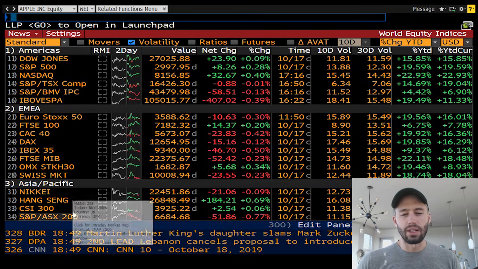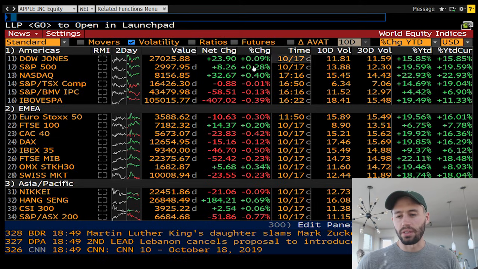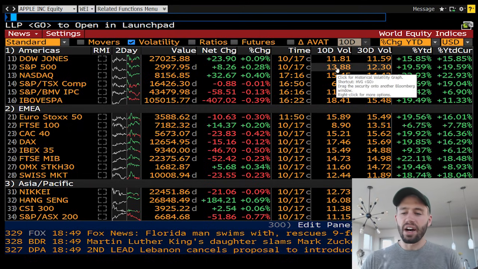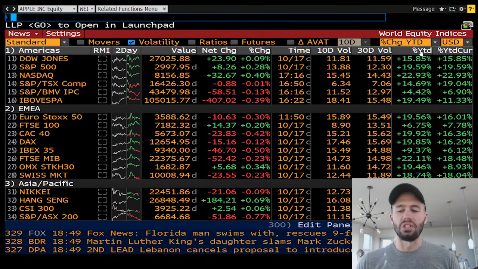We can see the net change in the day, intraday. We can see their volatilities. I have volatility checked up here because I'm into that kind of stuff. We can look at the 10-day vol, 30-day vol, and then the percent year-to-date changes. So I think that's pretty cool.